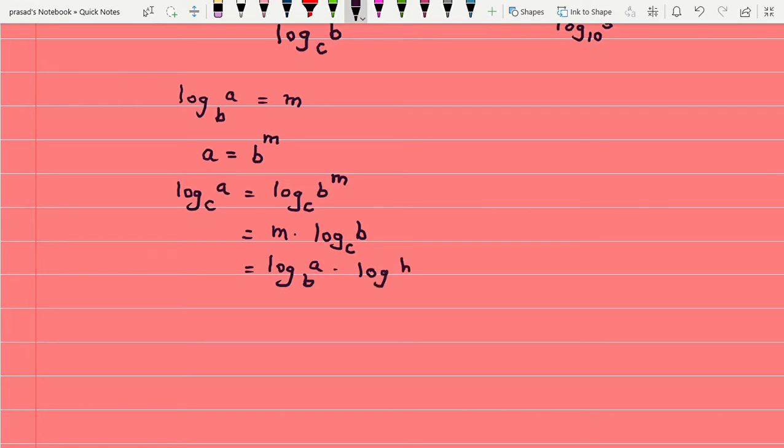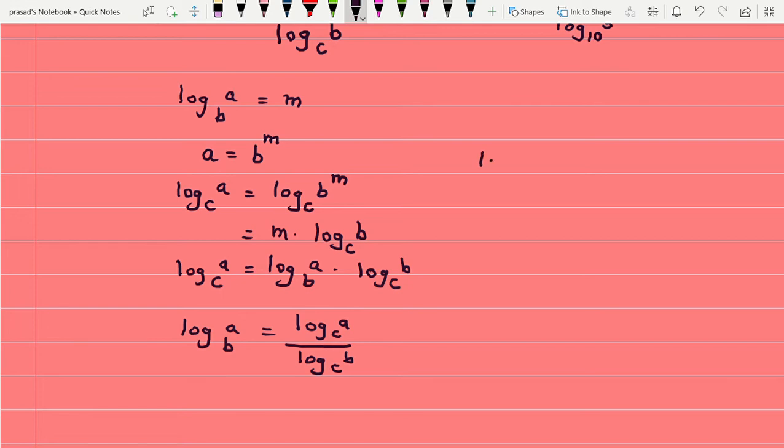So now I will take log of b to base c on the other side. So I will get log a to base b is equal to log of a to base c divided by log of b to base c. Now from here I get one result.